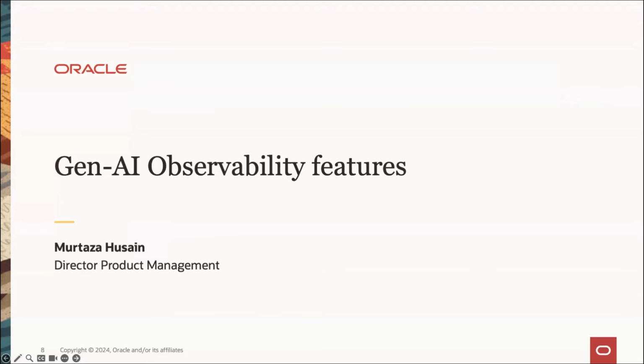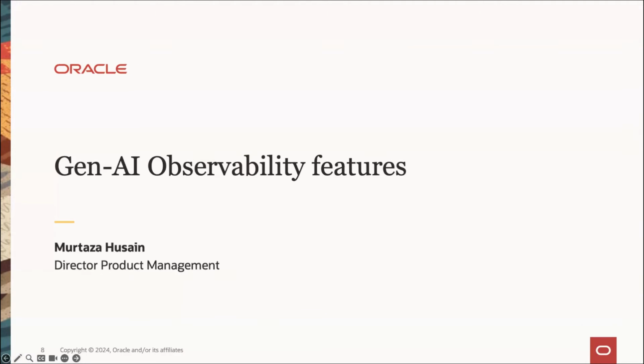My name is Murtaza Hussain. I'm also part of the product management team within the Observability and Management suite of services. I'm mainly looking at a couple of services from a product management perspective, namely and Database Management service. So let's dig deep into this presentation.